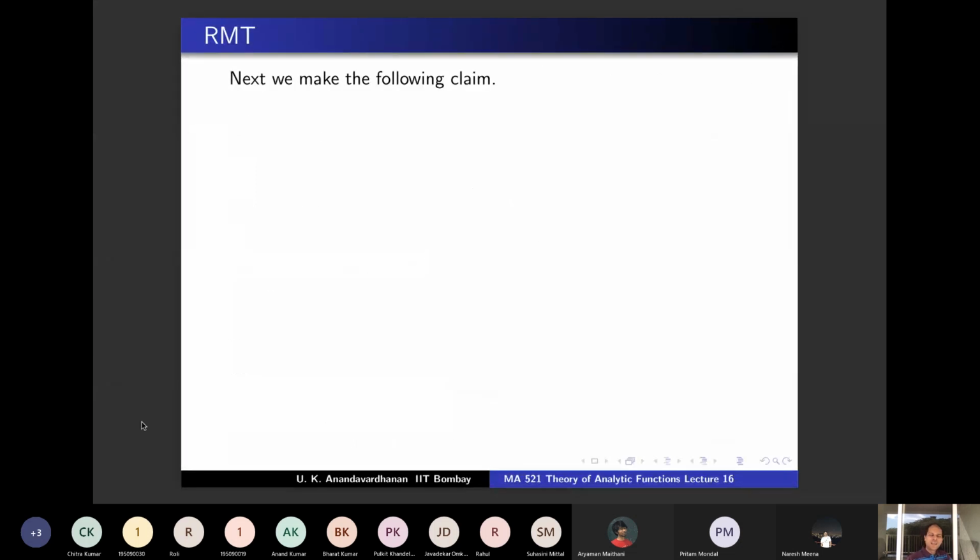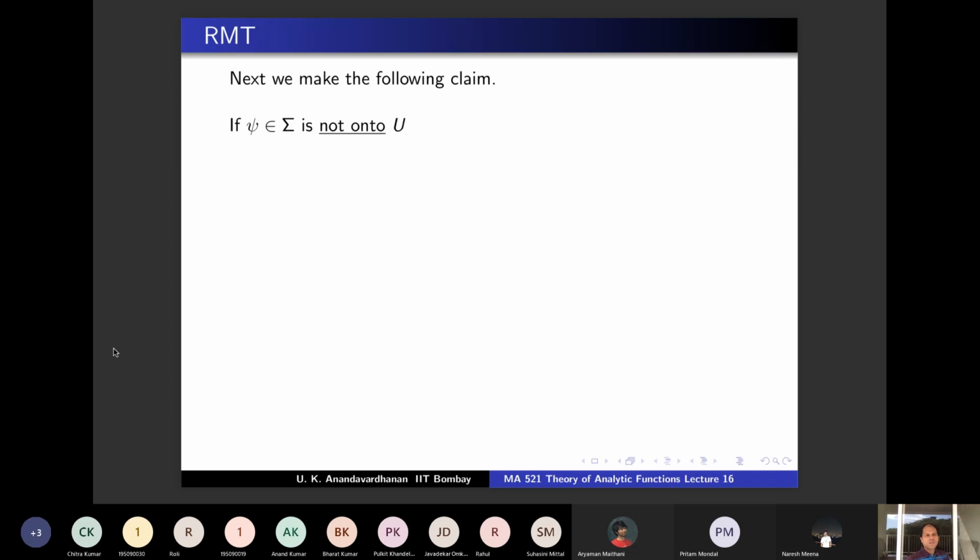So, this set is non-empty. Next, we make the following claim. We are going to see what we need to show. Keep in mind our final aim: now that we have shown sigma is non-empty, we want to exhibit a function in sigma which is also onto. That's our final aim, which we are going to do only in the next class.